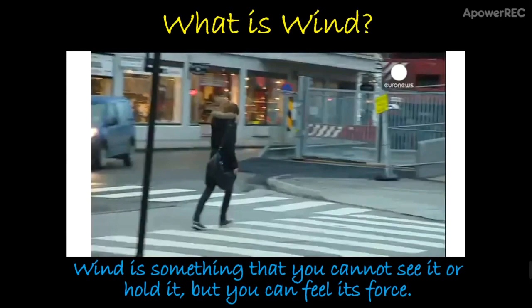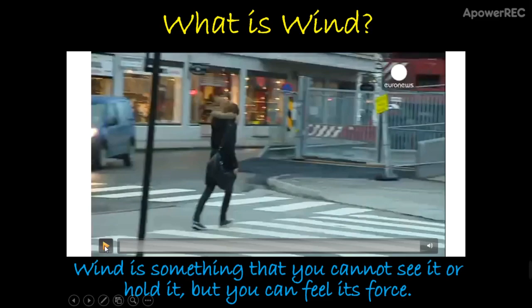Wind is something that you cannot see or hold, but surely you can feel. I have a video of cyclone Ivar in Norway from 2013, having an average speed of 140 kilometers per hour. That will show you how wind can affect human life.